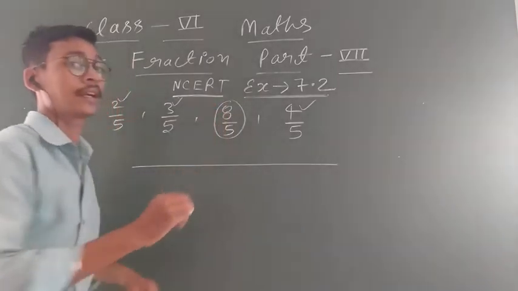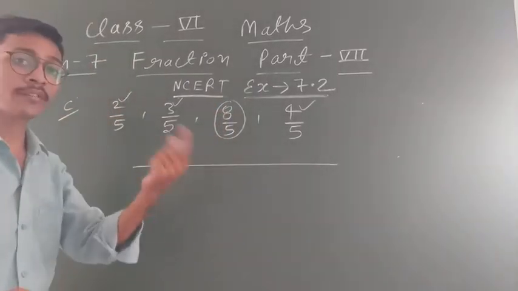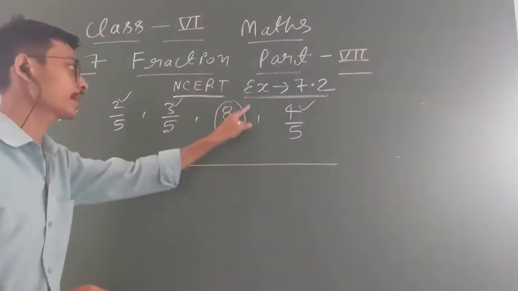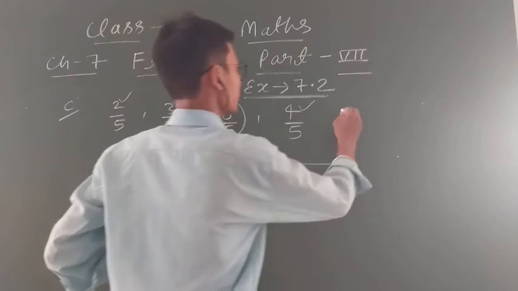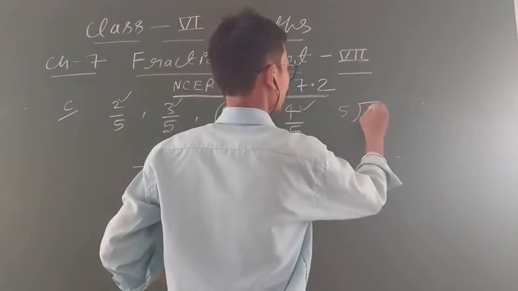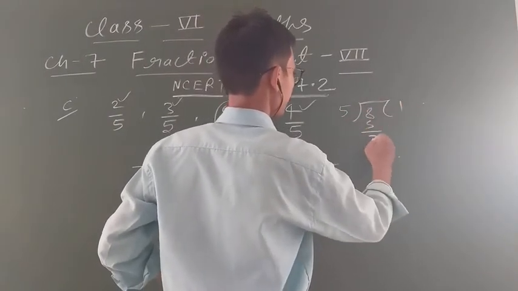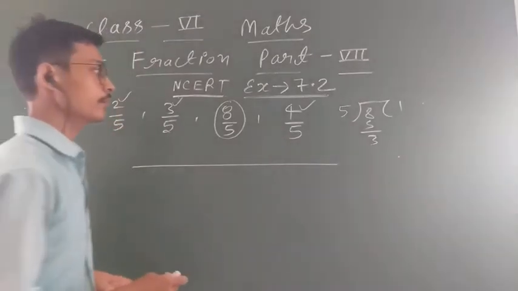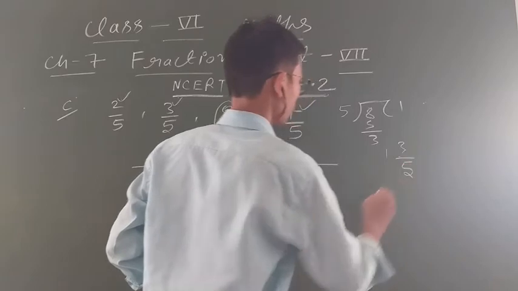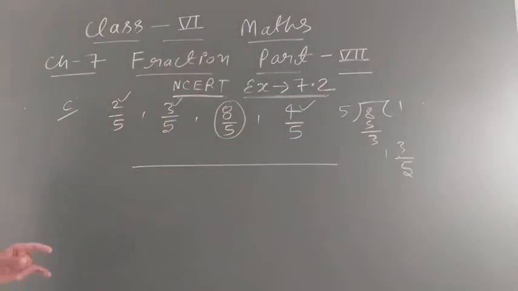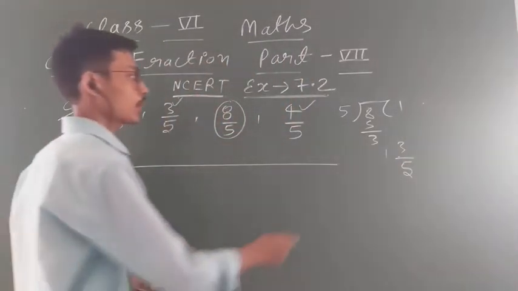This is a little bit different. What we discussed in the previous video: if the numerator is greater than the denominator, you have to convert it into a mixed fraction. So first convert 8 upon 5 into a mixed fraction. 5 goes into 8 once, and 8 minus 5 is 3. Student, what will it become? It will become 1 whole 3 upon 5. Clear? Because you have to convert it into a mixed fraction.